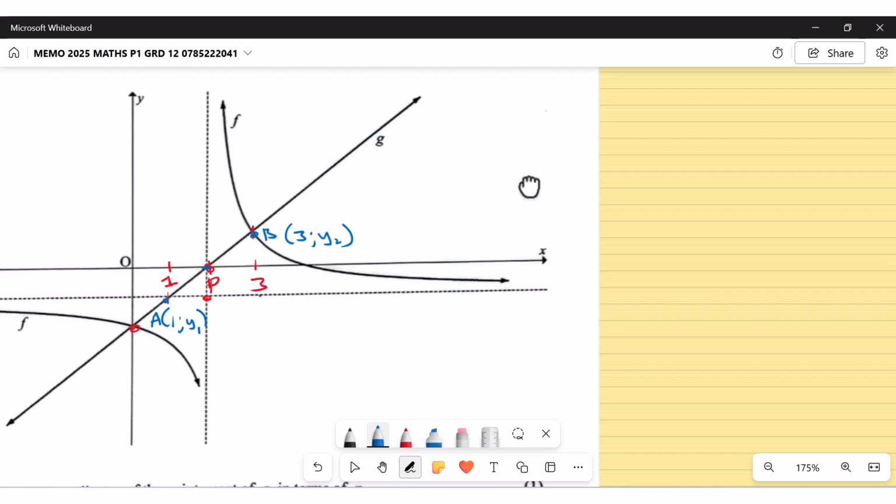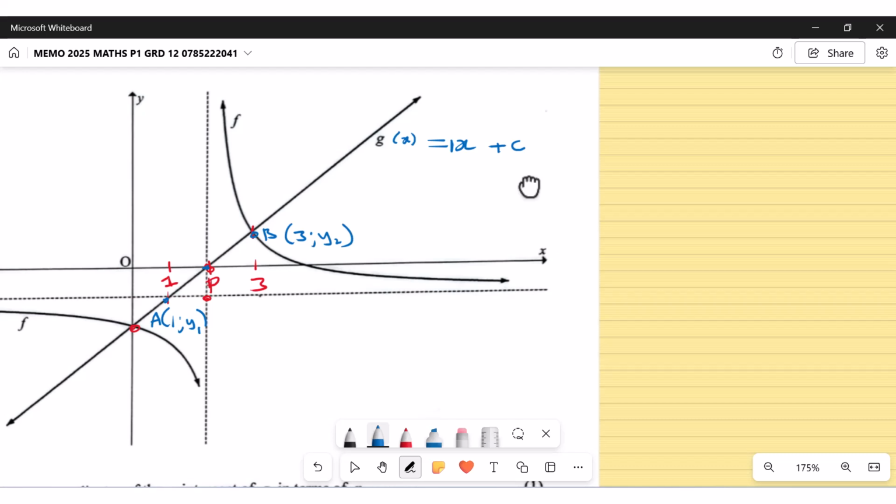Now, if we have any hyperbola, like in this case the one we're looking for, the f of x, whereby f of x equals a over x plus p, like in this case they said plus p, and then plus q. We get our line of symmetry.